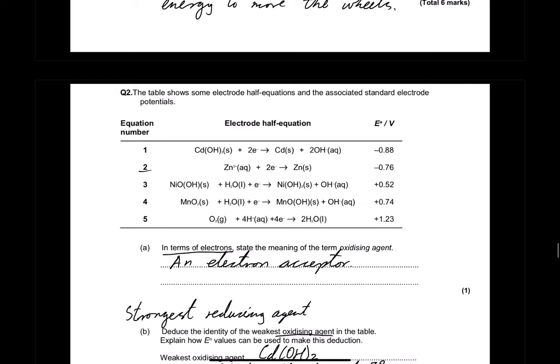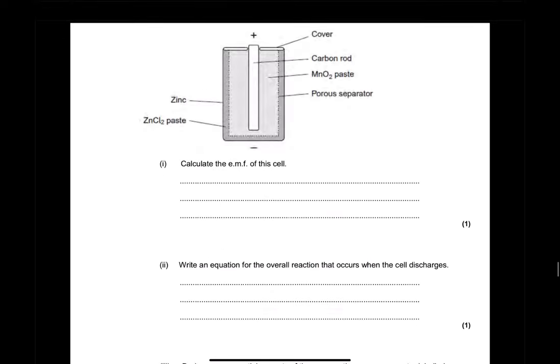So 2 and 4, 0.74 minus minus 0.76. I can just see from here, that's like doing 0.75 times by 2, and that's just 1.5 volts. Write an equation for the overall reaction that occurs when the cell discharges.